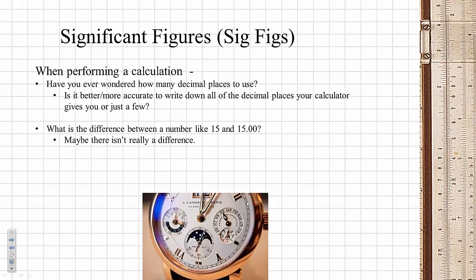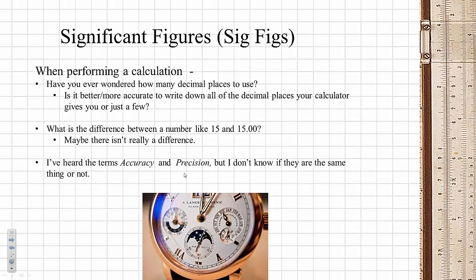And you might be wondering what's the reason for this watch here, this precision timepiece. We'll be talking about accuracy and precision and what the difference is there. You've heard of accuracy and precision. They're really not the same things, and we'll have to talk a little bit about that.